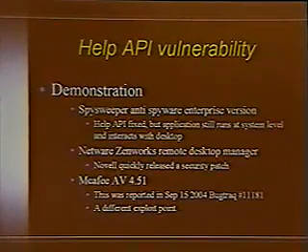Now for a quick demonstration. The first one on this list, Spy Sweeper, Anti-Spyware Enterprise version. This was version 1.5. Since I discovered this, the vendor did release version, I believe, 2.0 that fixed the vulnerability. But of course, how many people are running 1.5 out there? So let's take a quick look at how simple this is.